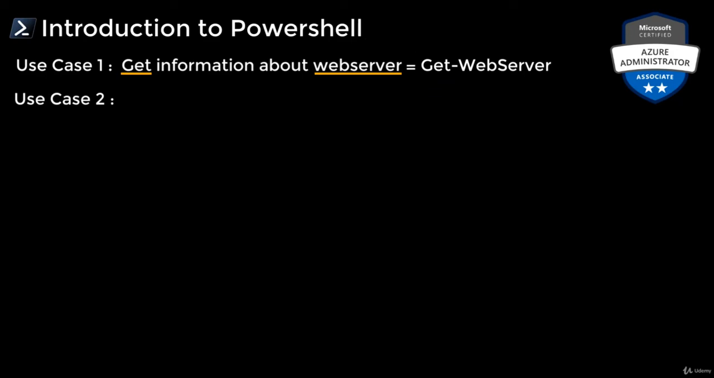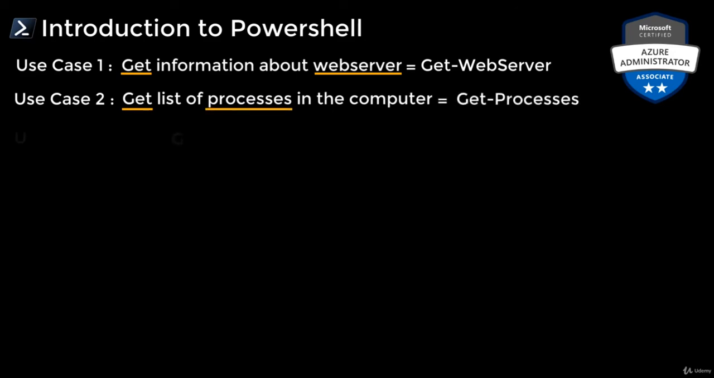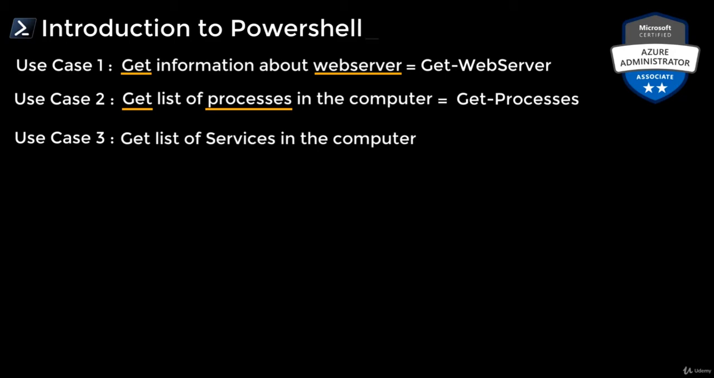Let's take another example. In your computer, there are several processes that are running. If you want to retrieve all the processes, then you just say get-process. How about services? You got a whole lot of services running on your computer. And if you want to get all those services on the screen, then the way to get that is by typing get-service. Probably you want to start a particular service from the list of services. Then the commandlet used will be start-service, followed by the service name.